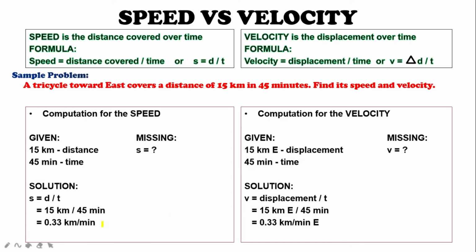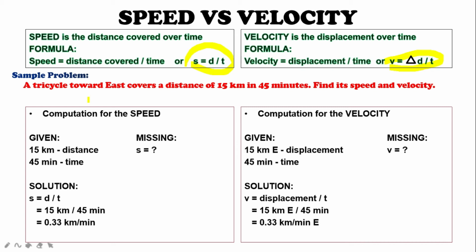So now let us try to compute and compare the speed and velocity. When we say speed, the formula to be used is S is equal to d over t, for distance over time, and velocity is equal to displacement divided by time, or v is equal to displacement over time. Okay, this is the sample problem.